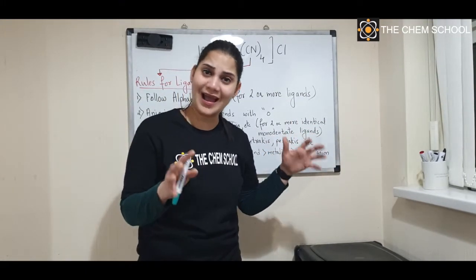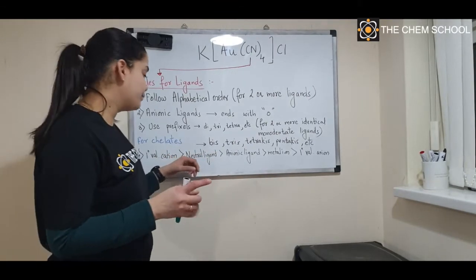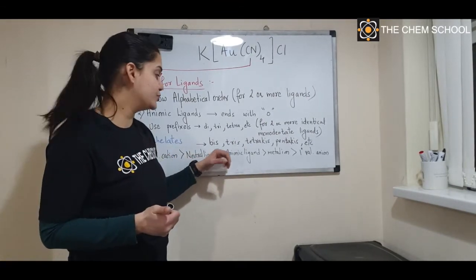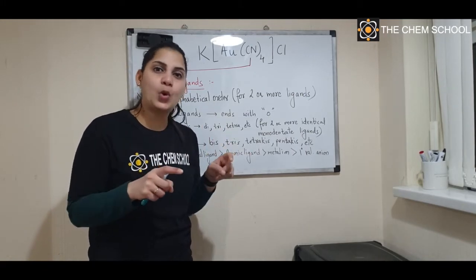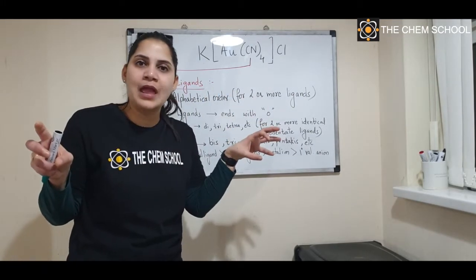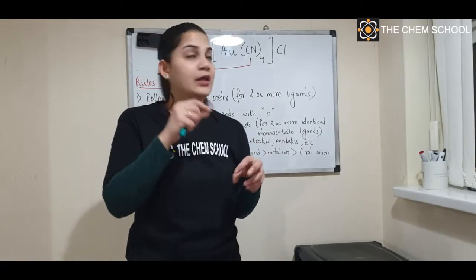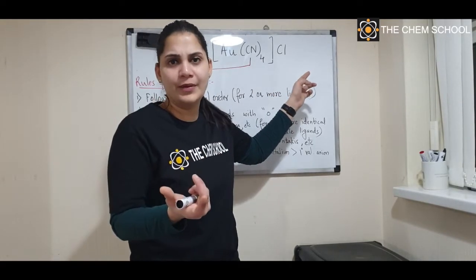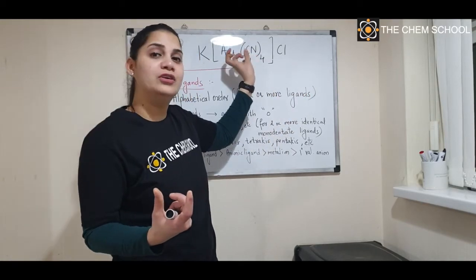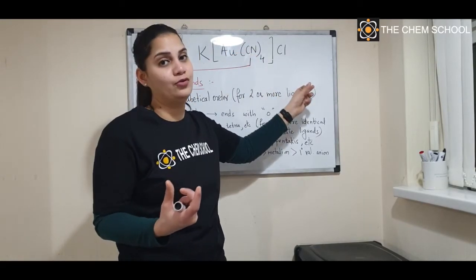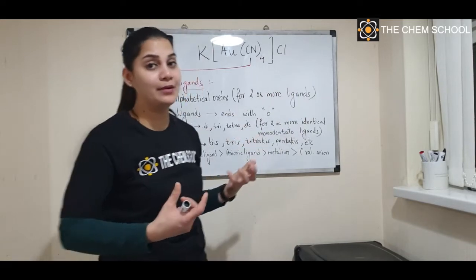And the last one, again the order. For the ligand, the neutral ligand has more preference over the anionic ligands. I repeat, the neutral ligand, when you write down in a square bracket, let's say the name is given and you are supposed to write down the formula for your complex. So while writing down the formula, in square bracket, you will first have your neutral ligand and then you will have your anionic ligand. That is what I mean to say.